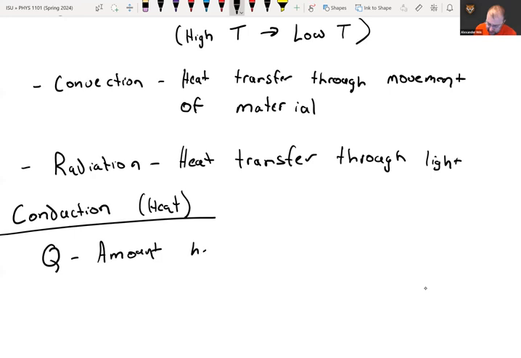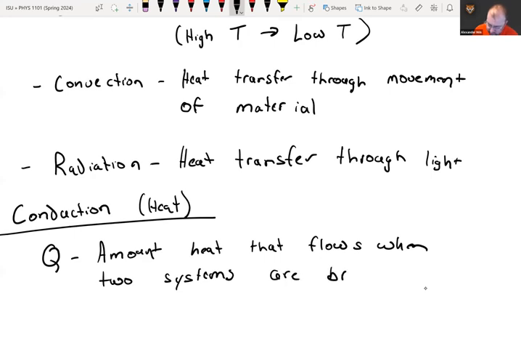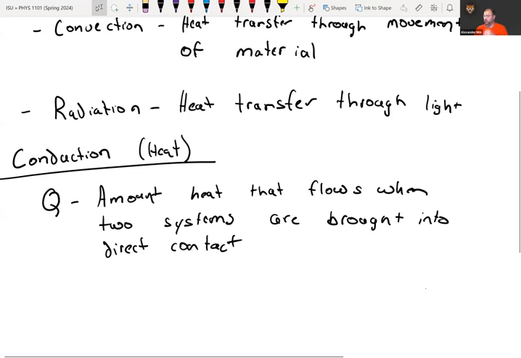of heat that flows when two systems are brought into direct contact. Okay. So the idea is that you bring these two systems into direct contact. Again, we think about temperature as being proportional to the internal kinetic energy. One system has a lot more kinetic energy, and the internal molecules vibrating at the barrier cause the cooler system to start vibrating more. That net effect is a transfer of heat energy.